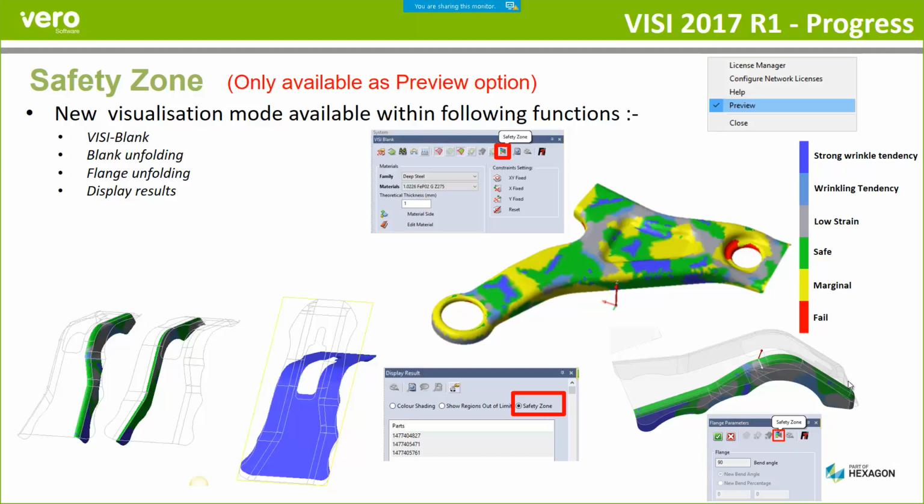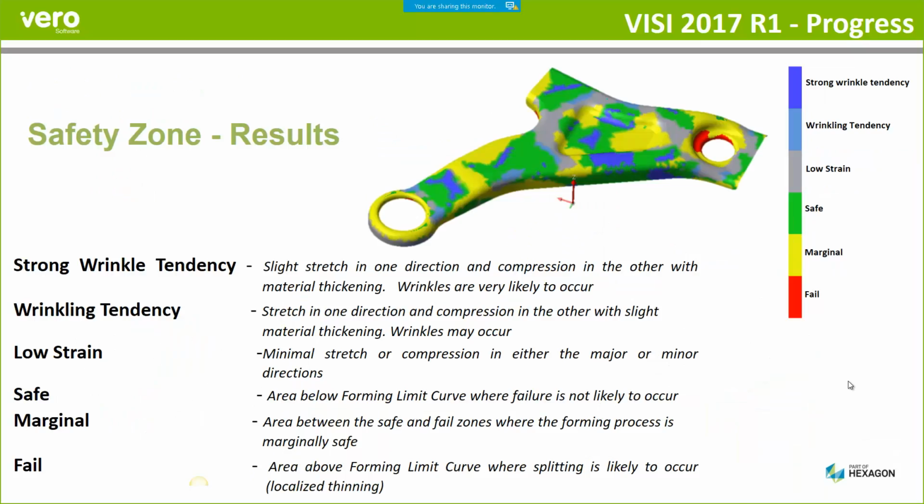So depending upon the color zoning that's projected onto the part, you can see whether a certain area is going to fail, or whether it's acceptable, or whether you're going to get a strong tendency to wrinkle in certain areas. So depending upon your function, it provides you quite a bit of valuable information. So this is just giving you a breakdown of the different colors and what they represent.